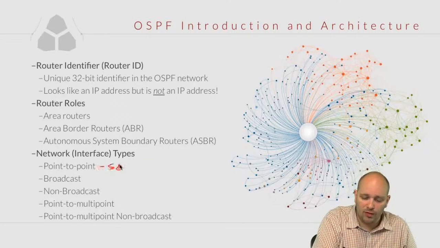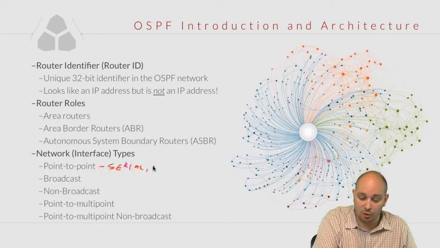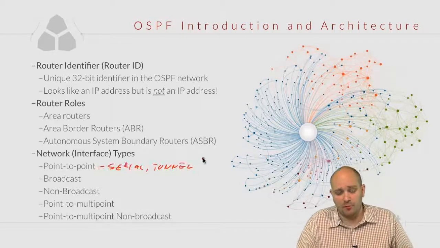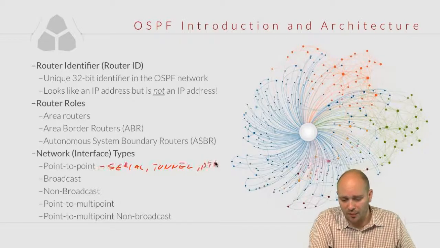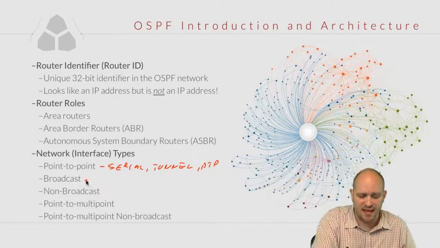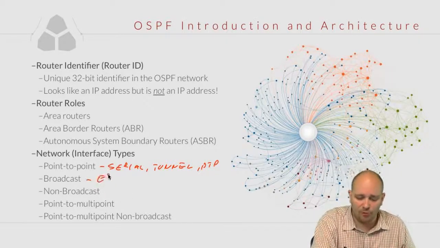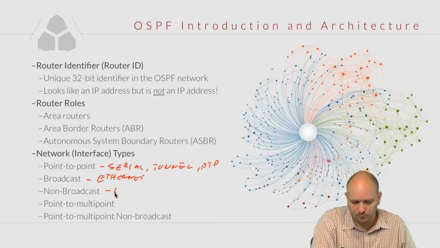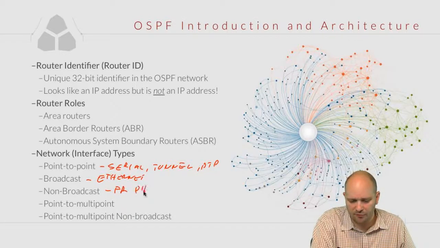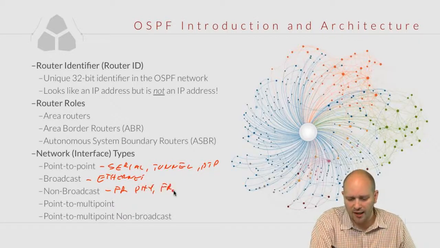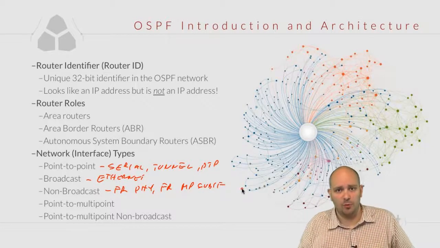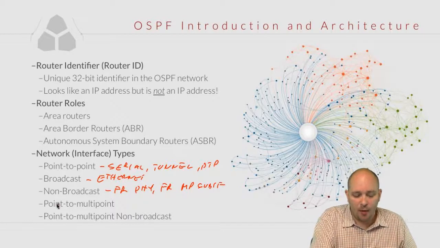Now, for these network types, one thing that I should mention is that point-to-point is the default on all serial interfaces, on, for example, GRE tunnels, and if you are using frame relay, on point-to-point frame relay sub-interfaces. Broadcast network type will be the default on all Ethernet interfaces. Non-broadcast is going to be the default on all frame relay physical interfaces or frame relay multipoint sub-interfaces, in case you have to deal with frame relay, which I find very unlikely.